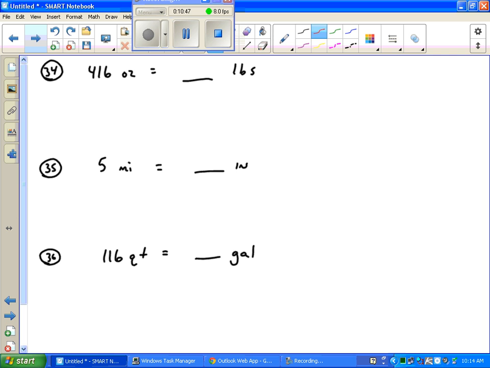34 says 416 ounces is how many pounds? Again, we know 16 ounces is 1 pound. So divide 416 by 16 and you get 26 pounds. 5 miles is how many inches? Now this one's tough. We know that there are 5,280 feet in 1 mile, and we know there are 12 inches in 1 foot.